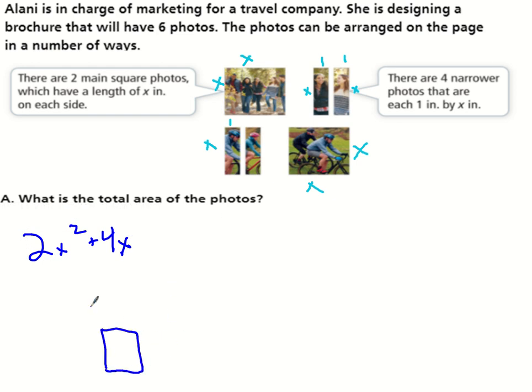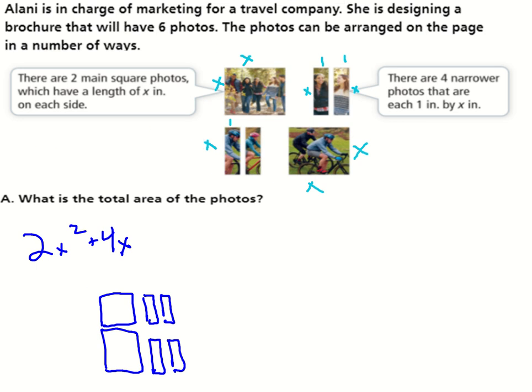a square photo, and then I had our 2 rectangles, and maybe another 2 rectangles. So we're just rearranging them a little bit so that it's a nice little layout for the brochure. What I want to know is, if my total area is 2x squared plus 4x, I want to use the greatest common factor to figure out what the side lengths are with this possible arrangement.